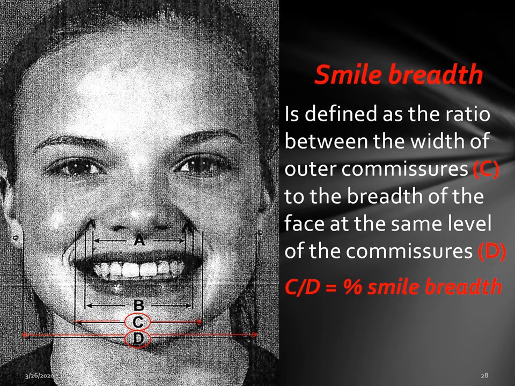Okay. Like here, you see the buccal corridor width, which is very obvious in the photo of Prince William, while the contrary for his wife.